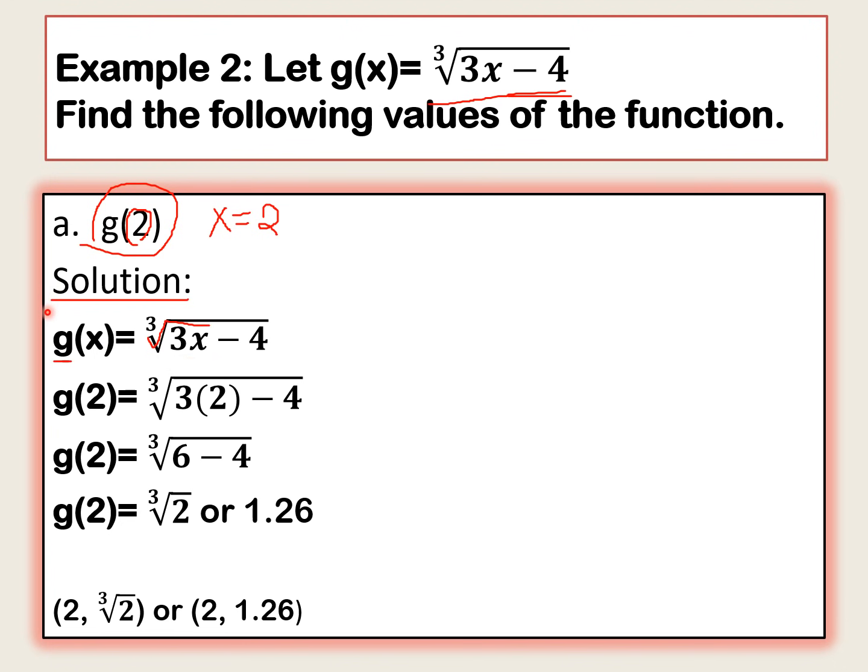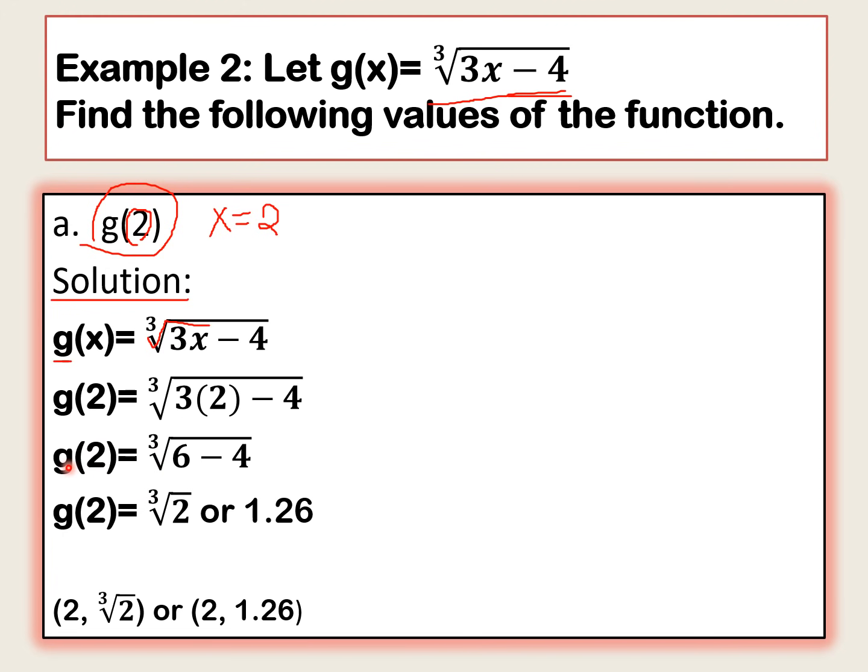Now, after you have written the function, the next thing we have to do is to substitute the value of x. Okay? Lahat ng x dito, papalitan natin ng 2 kasi g of 2. This would be g of 2 equals cube root, kopyahin natin si cube root, then 3 times 2 minus 4. Now, let us simplify all the values inside the root symbol natin.